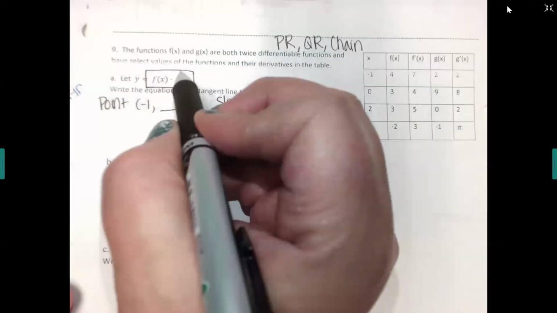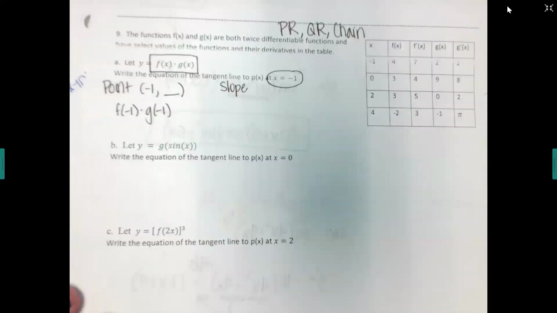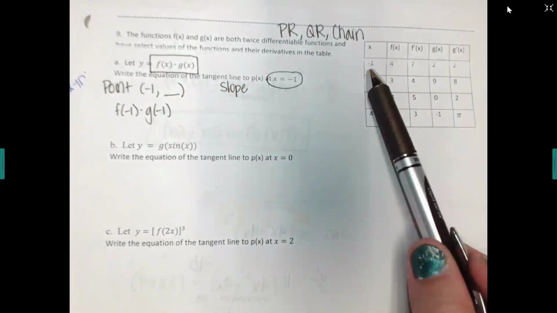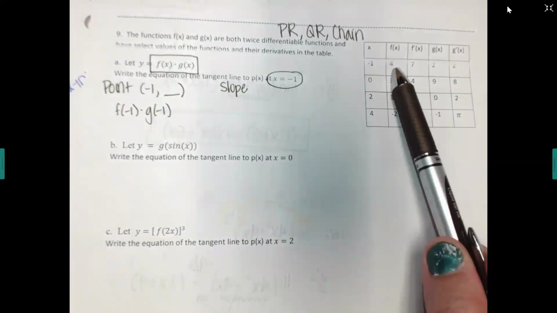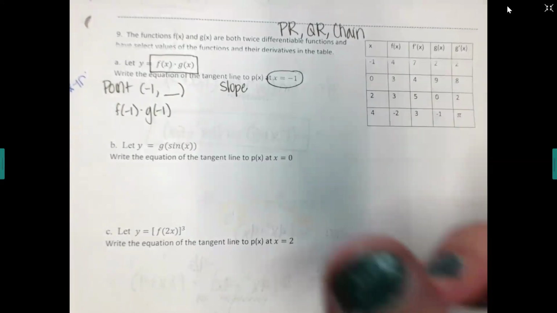So if this is my equation, f times g, then I'll do f of -1 times g of -1. And then this is where you'll use your chart. So f would be the y, correct? So I'd go to -1 here. What is my f value? 4. What's my g value? 2. 4 times 2 is 8. So I have my ordered pair.